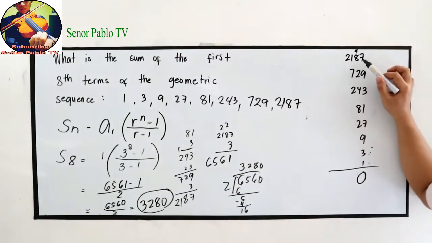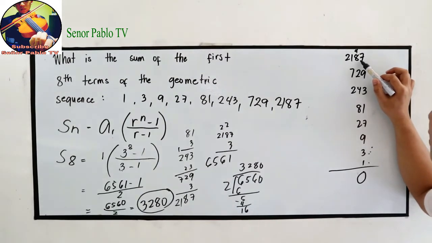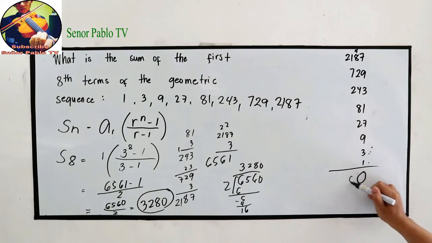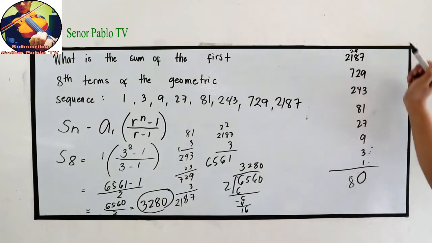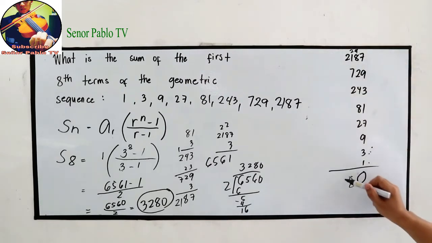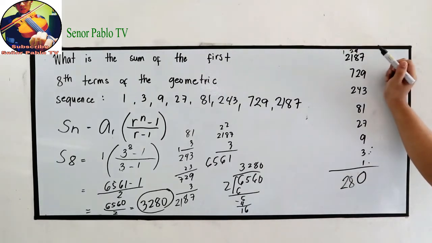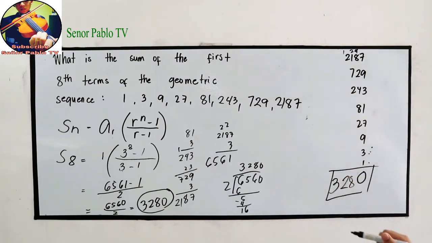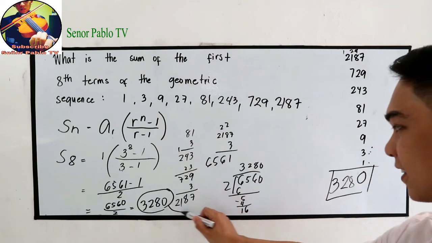So 4 plus 8, 12 plus 2, 14 plus 4, 18 plus 8, 26 plus 2, 28. Carry 2. 2 plus 1, 3 plus 7, 10 plus 2, 12. Then carry 1. 1 plus 2, that is 3. So parehas? Parehas sila.